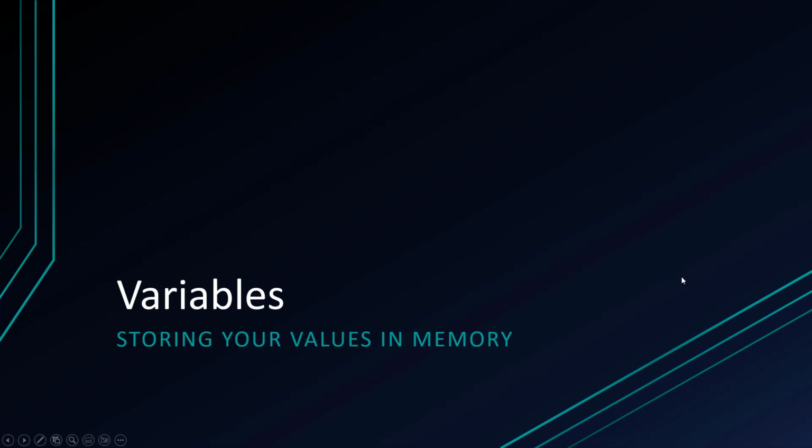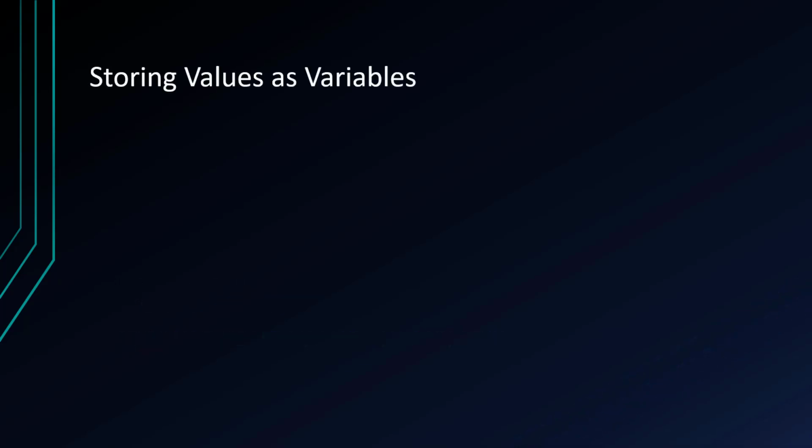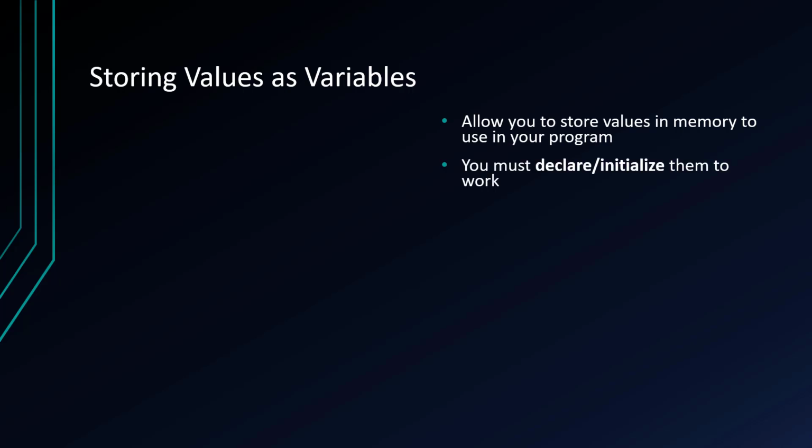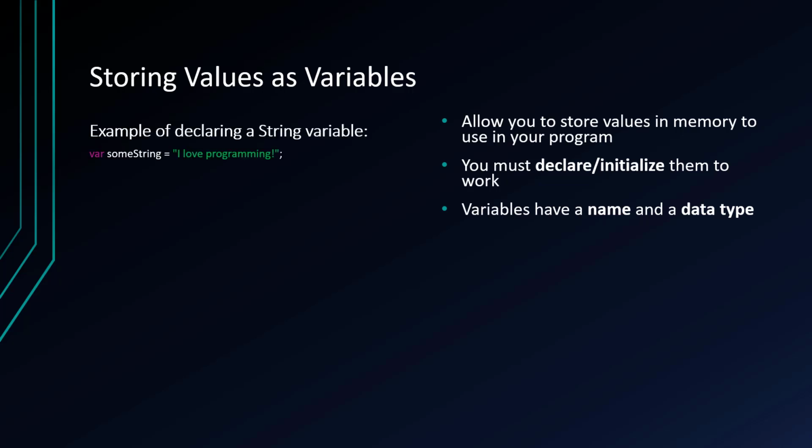Variables are super helpful in programming. Variables allow us to store values in memory. With variables, they allow us to store values in our computer's memory, and we can use it throughout our program. With variables, you have to declare or initialize them to work, and variables have a name and a data type. So for example, if I wanted to declare a string variable, I can make a variable called some string, and set its value to I love programming in quotations with a semicolon to stop or end that statement.